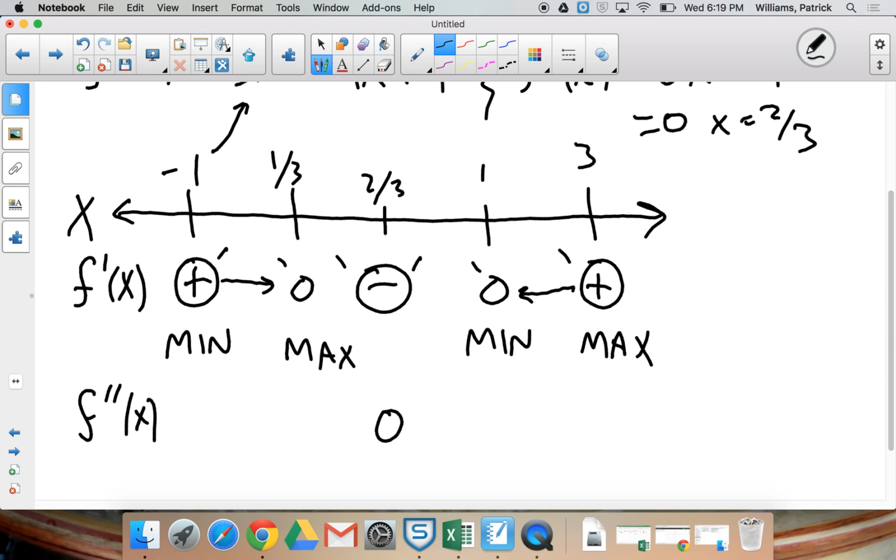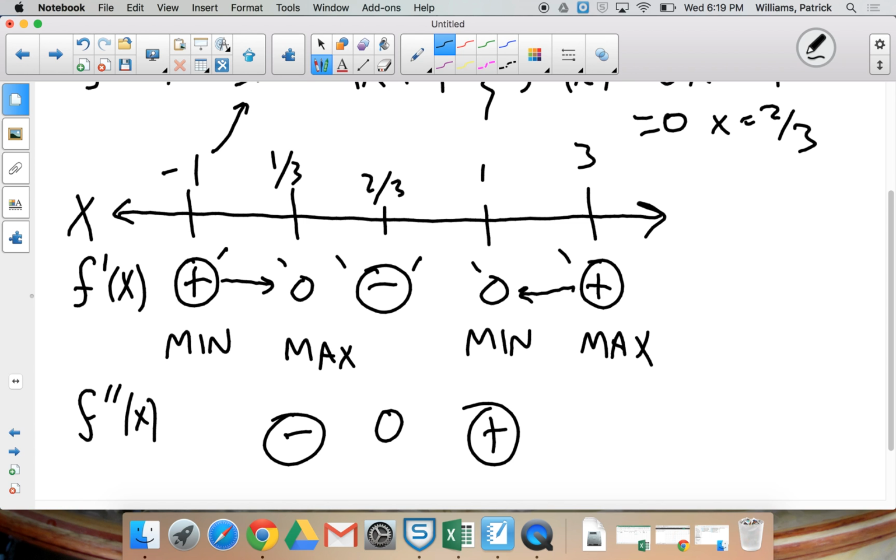So with our function f double prime of x, remember that was 6x minus 4. Let's just plug in x equals 0. 0 is to the left of 2/3. So when we do that, we get a negative second derivative. If we plug in a value greater than 2/3, let's say 1, we will get a positive second derivative, okay?